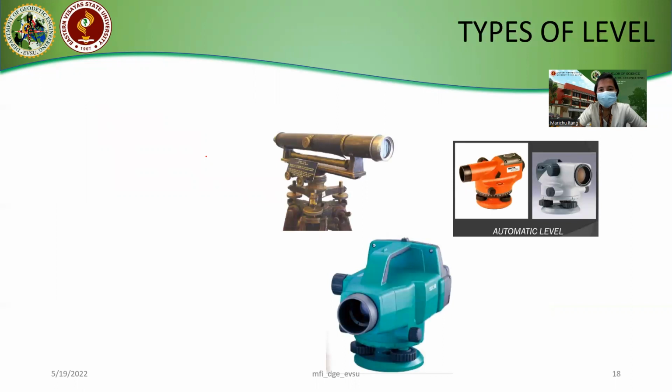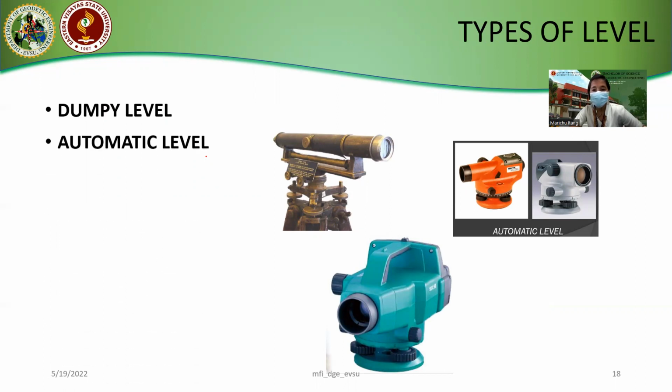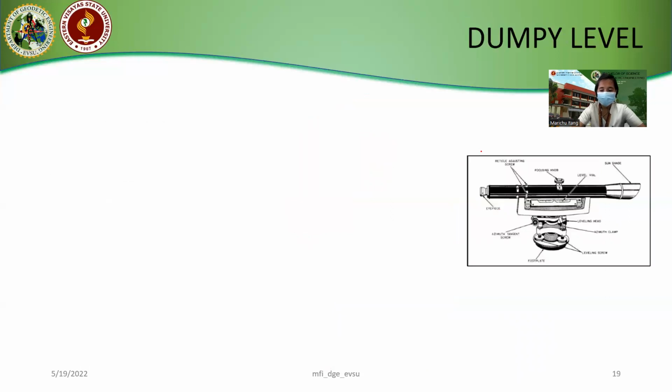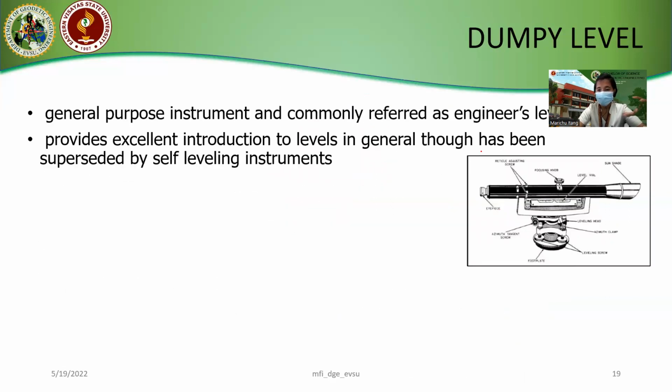So there are several types of level, but what we are really using now is the automatic level. So we have the dumpy level. So this one is the dumpy level. We have the automatic level we have here, and we have the tilting level. We have the laser, which is more advanced and costly. We have the digital and we have the hand level. So, just as an estimate, this is the dumpy level.